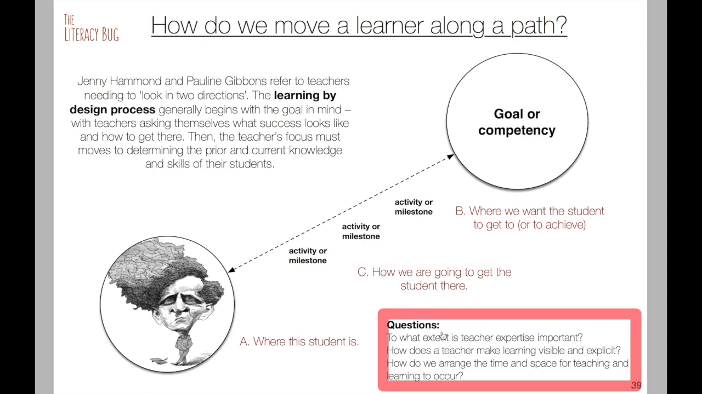And we need to ask ourselves questions. To what extent is teacher expertise really important in that process? How does a teacher make that learning visible and explicit for the learner? And how do we make sure that we arrange the required time and space for teaching and learning to occur?